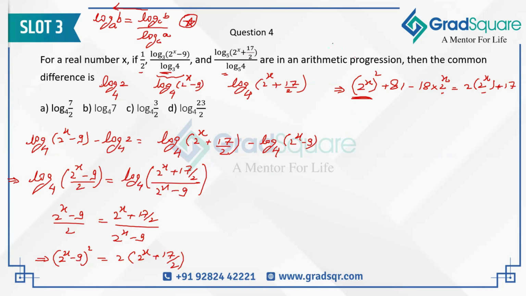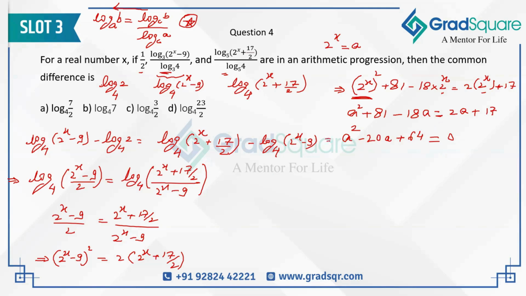Can I take that 2^x as nothing but, let's say, a? So what will I get over here? I'll get a square plus 81 minus 18 times a equals 2 times a plus 17. This looks like a simple quadratic equation which we all can solve. A square minus 20a plus 81 minus 17, which is going to be 64, should be equal to 0.